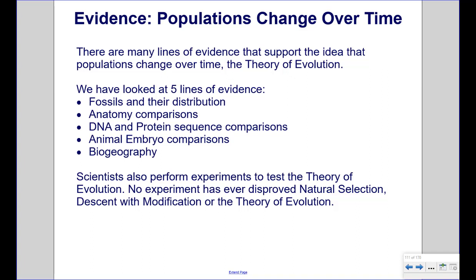Evidence. Populations change over time. There are many lines of evidence that support the idea that populations change over time. The theory of evolution. We have looked at five lines of evidence: fossils and their distribution, anatomy comparisons, DNA and protein sequence comparisons, animal embryo comparisons, and biogeography. Scientists also perform experiments to test the theory of evolution. No experiment has ever disproved natural selection, descent with modification, or the theory of evolution.